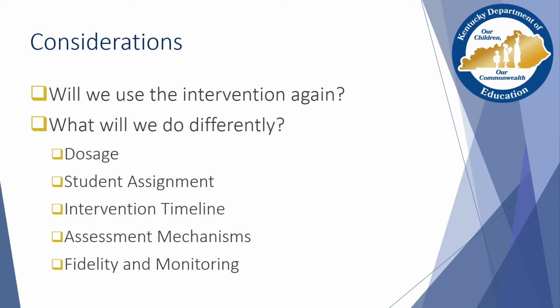Sometimes the answer is very clear. For example, if student scores stayed the same or went backwards, we would probably decide to discontinue the intervention. However, in some cases, such as this one, we have more nuanced results. This may lead us to consider changes to things like dosage, student assignment, the intervention timeline, assessment mechanisms, and fidelity or monitoring procedures.